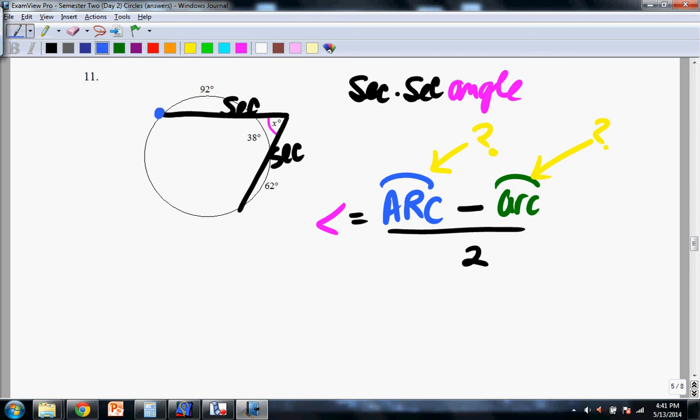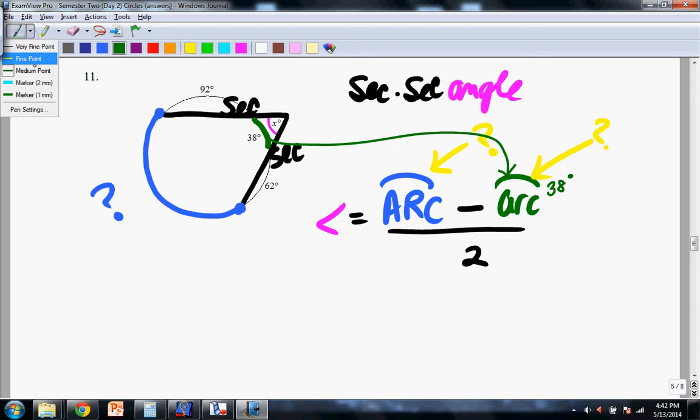Okay, let's see what you identified. Your big arc is this arc right here. Problem is you don't currently have it. Your little arc you already have. So the little arc is easy here. It is the 38 degrees. Question is, how do you get the big arc?